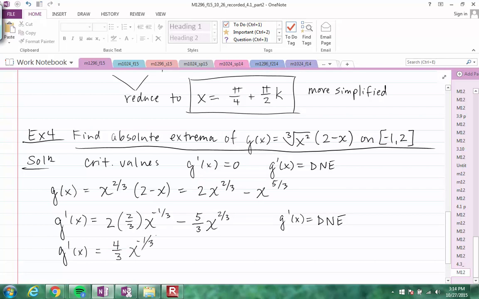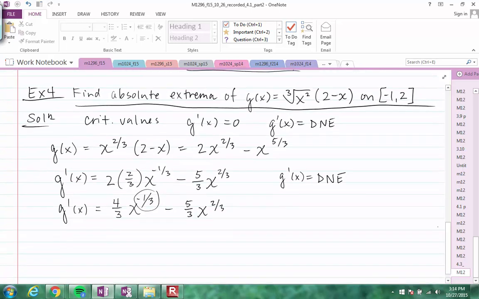So here we have a negative exponent, which can be written differently, where we have the x in the denominator, and then you can see why we would have division by 0 or a place where this derivative does not exist.